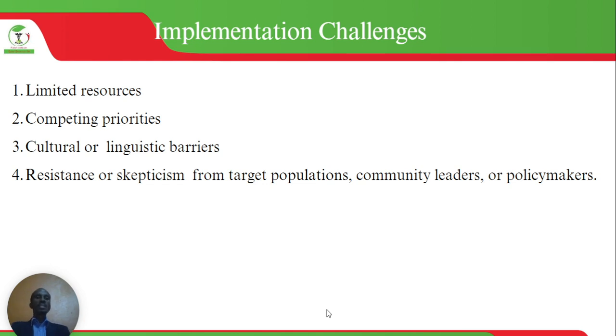So, when you're implementing health promotion activities, you cannot expect it to be a smooth ride that is devoid of challenges. So, implementation challenges in health promotion activities include, but are not limited to, one, limited resources, competing priorities, cultural and linguistic barriers, and then resistance from target populations, community leaders, and policymakers. So, you realize that health promotion needs a great deal of resources in terms of expertise, equipment, and even the money itself.